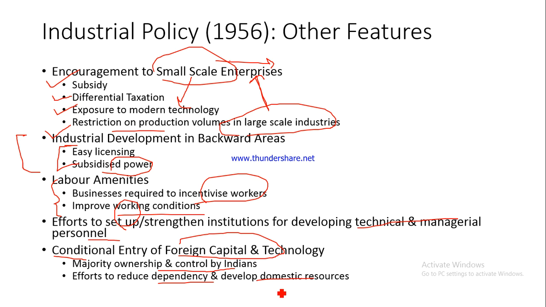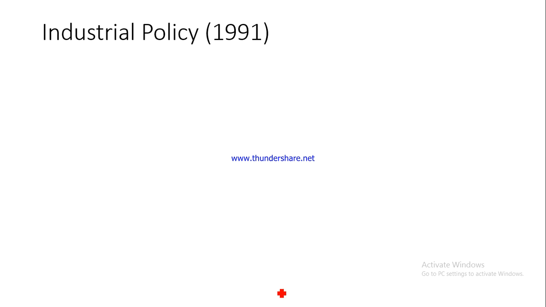So these were the other features of the Industrial Policy of 1956. With this we come to our discussion on Industrial Policy 1956. We are going to now discuss Industrial Policy 91.